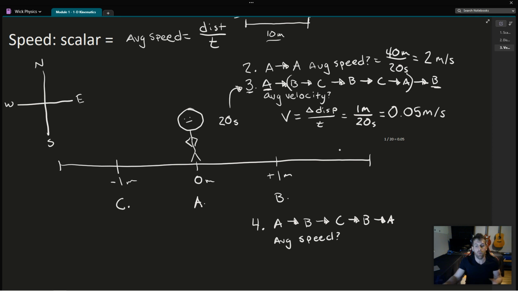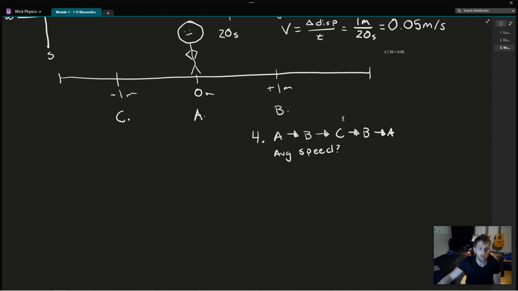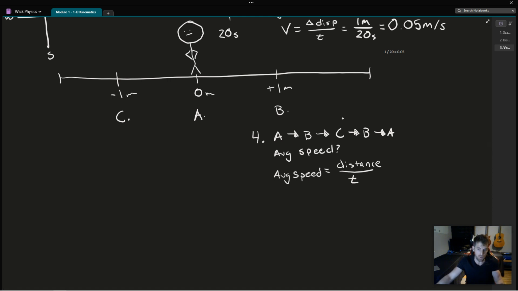So remember, speed, we're adding everything up. Okay? We're adding everything up because average speed is equivalent to distance over time. And if we can recall, distance means you need to add everything up. I know that's redundant, but different from displacement, you just see the change from point A to point B. Distance, we have to add it all up.